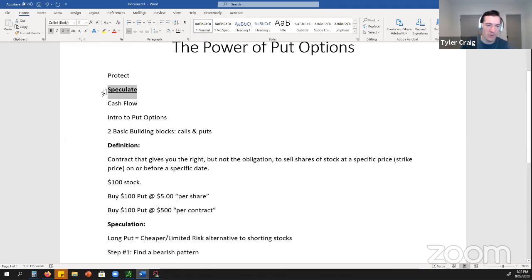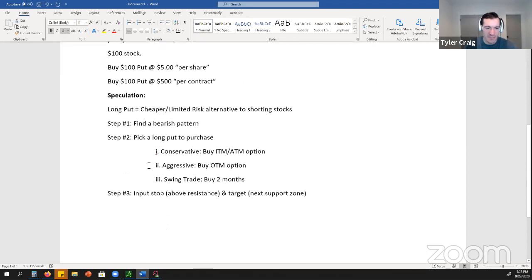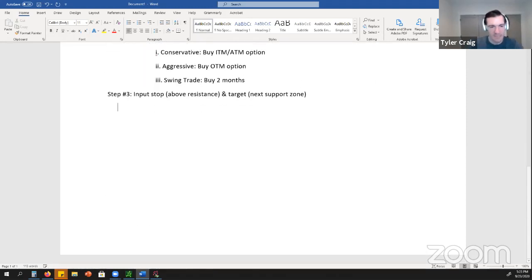Second way you can use put options is to protect. Let's talk about that for a second. In fact, let's talk about that for 20 minutes. All right, so this is multifaceted here. This is why puts are so fantastic. There's lots of different ways you can use them. So puts as protection.